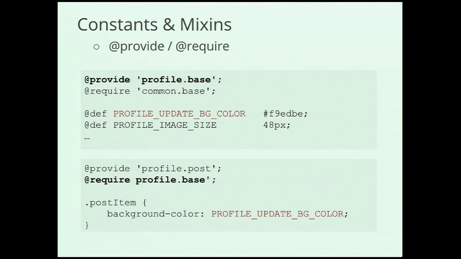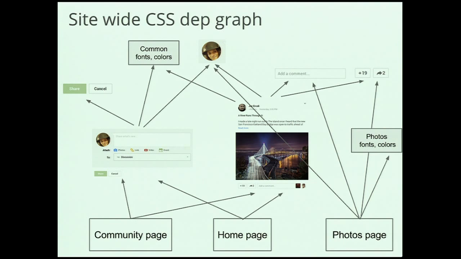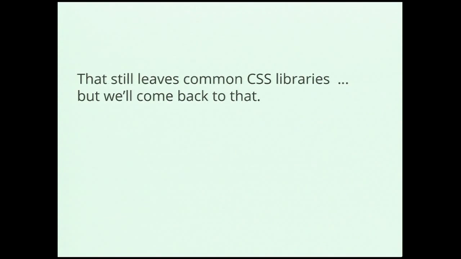So this is an example of the provide/require syntax for constants. In this case, we have a profile base CSS namespace that is exporting a constant for profile update background color. And if something else wants to use that constant, all it has to do is say @require and use the constant. So now we are expanding our CSS dependency graph to include these common fonts and colors. And essentially, all of our constants and mixins become part of this dependency graph. We haven't covered what we're doing with common CSS libraries yet, but we'll come back to that soon.